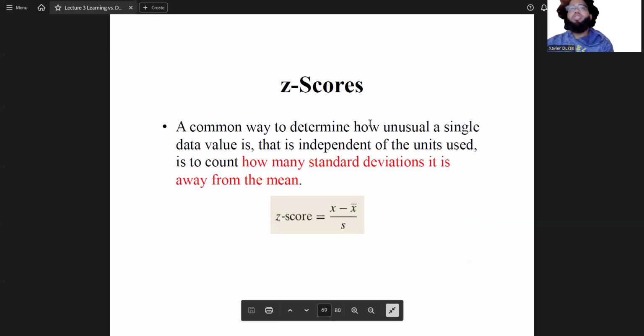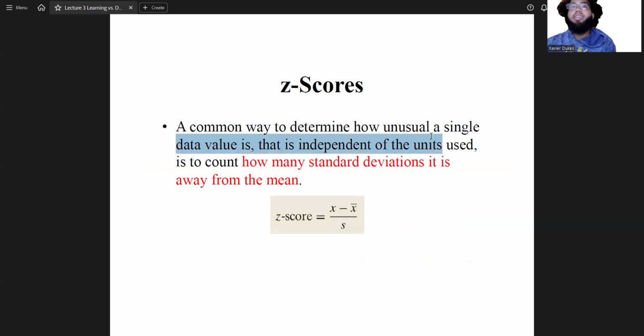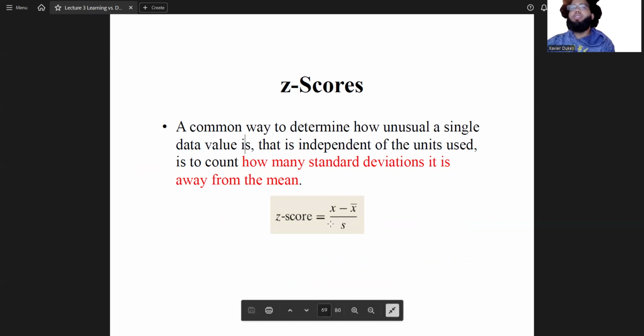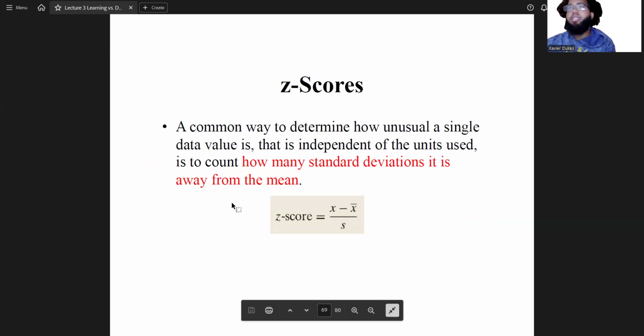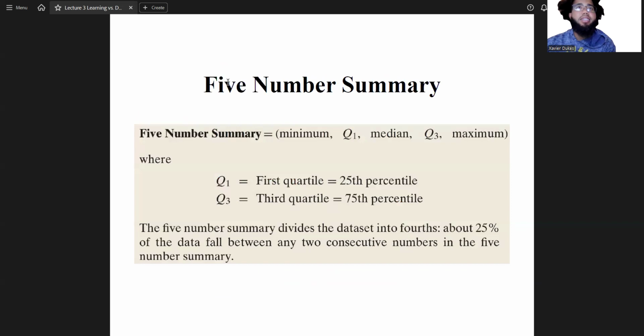Then we have z-scores. Another way to determine how unusual a single data value is, independent of the units used, is to count how many standard deviations it is away from the mean. I'm assuming the S here is the count of the standard deviations. I'm actually not sure. I don't think I've ever used z-scores, which I should start doing because I forgot this existed.